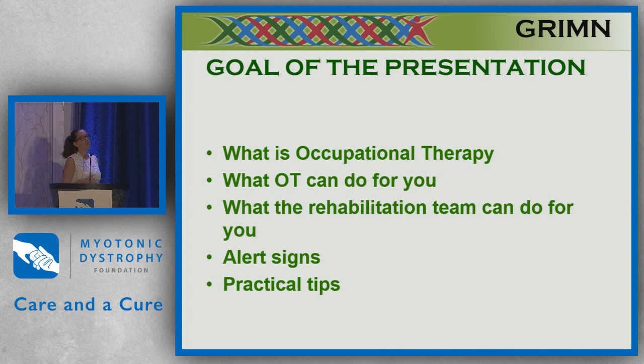Okay, so basically what we're going to learn today is what occupational therapy, or OT, is, and what the whole rehabilitation team can do for you in your activities of daily living. I will also try to give you some alert signs. You need to be conscious of a few things that, if they do happen, mean you need to consult your doctor, your rehab team, or someone. So there are alert signs, and I want you to know them, and a lot of practical tips.